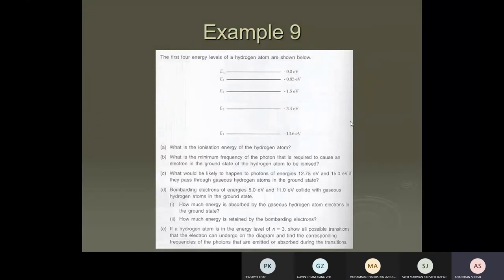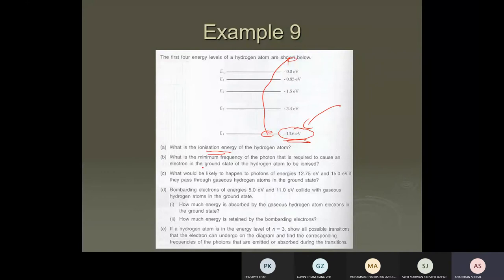Our question is all about the hydrogen atom, because so far the discovery of energy levels is about the hydrogen atom. So this is the energy levels for hydrogen. What is the ionization energy of the hydrogen atom? What is meant by ionization energy? The energy required for the electron to completely release from the atom's attraction. The ground state energy is the ionization energy. If the electron gets energy of 13.6, it will be completely released from the atom. The atom becomes ionized. So ionization energy means the ground state energy, 13.6 eV.